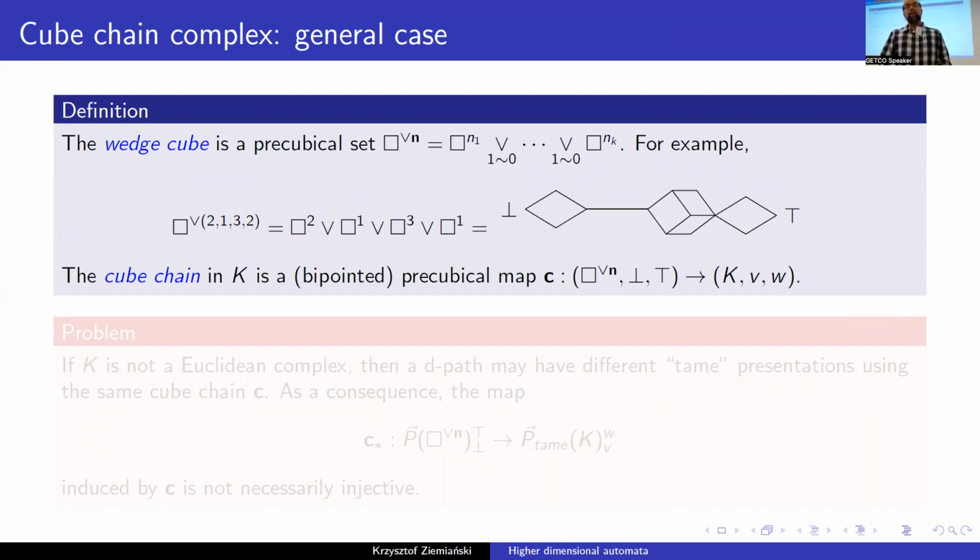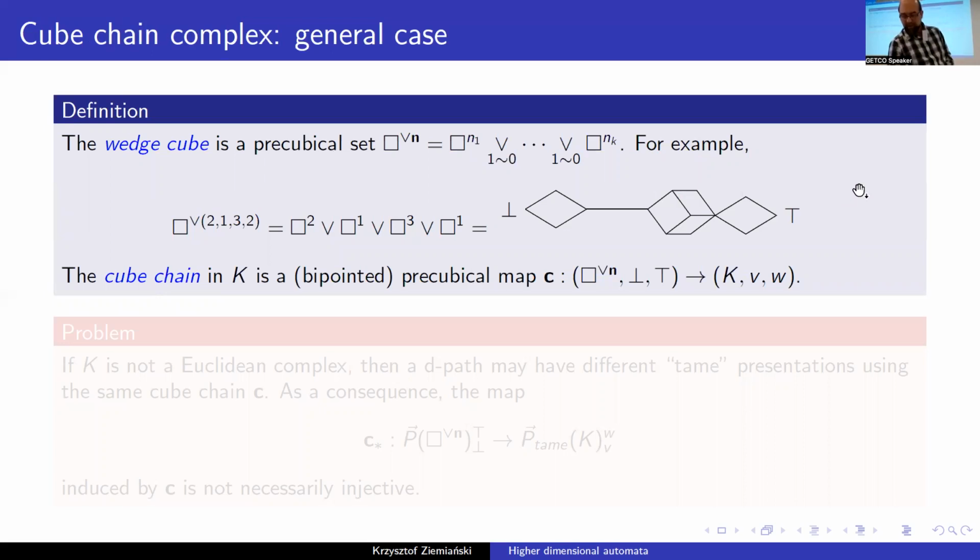Now assume that we are not living in the Euclidean complex. Our precubical set is just an arbitrary precubical set, and we need to upgrade our definitions a little bit to get meaningful results. So first, the cube wedge is just a precubical set, which is produced out of standard cubes by identifying the final vertex of some cube with the initial vertex of the next cube, and you identify it again with the next cube, and so on.